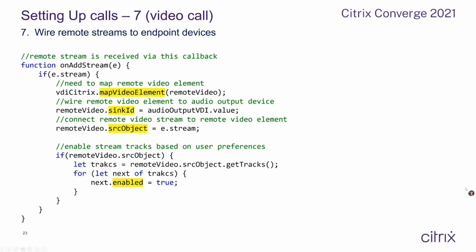So if user setting is muted, then we probably set enable to false so that the call is muted. Setting up the remote video stream is pretty similar to the audio call. First, we need to map video element by map video element method, and then wire audio output device to video element via sync ID. After then, wire remote video stream to video element via source object property. And then again, finally, based on the user preference, we can enable or disable remote stream tracks.